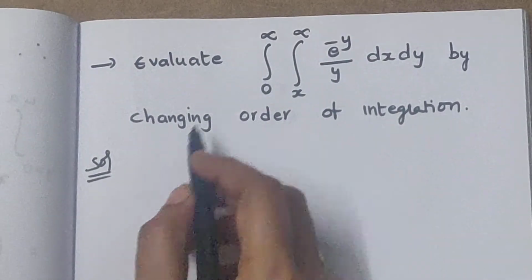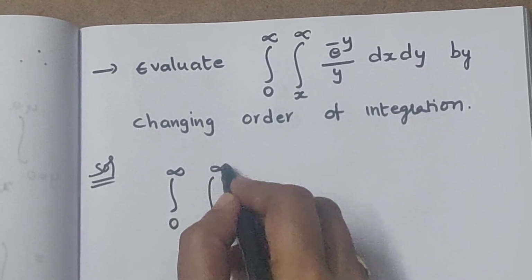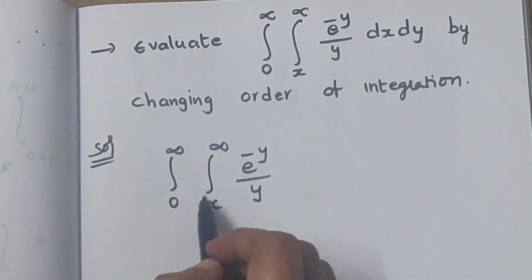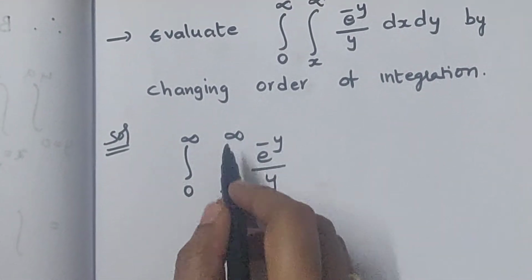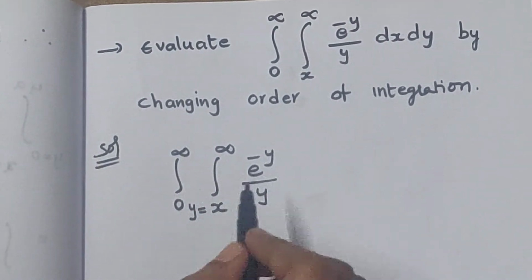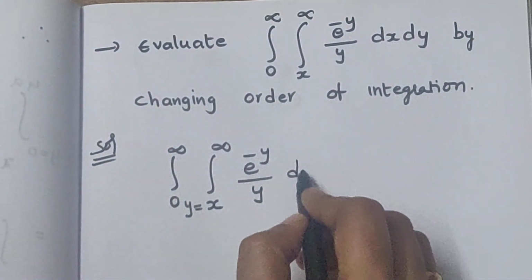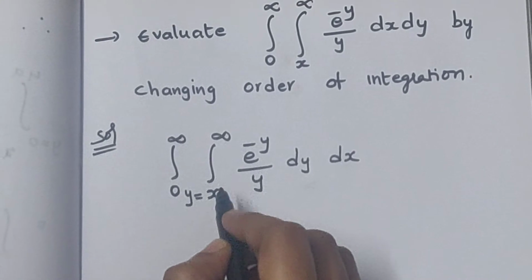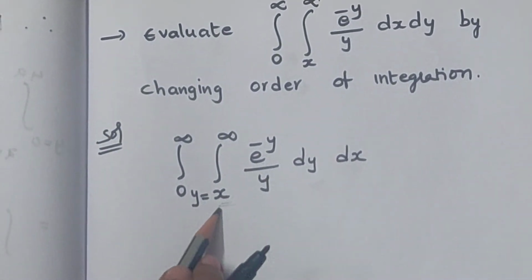Here the given integral is the integral from 0 to infinity, of the integral from x to infinity, of e power minus y by y. If you observe the limits, they are 0 to infinity, and another x to infinity. That means these are y limits. Strictly speaking, we have to write dy dx, not dx dy, because the y limits are in terms of the variable x.